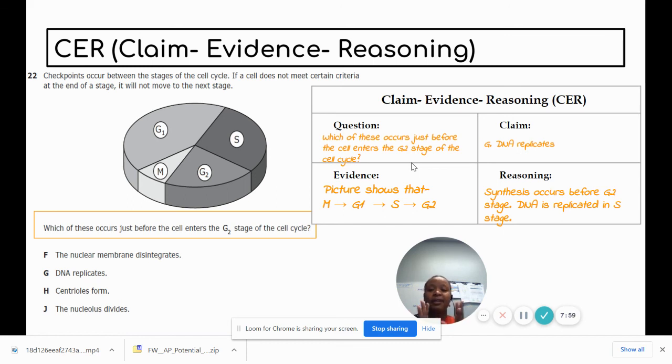So hopefully this strategy helps you. You do not have to put it in a graphic organizer format. I just think it's the easiest for students to remember it that way. And it's easy for me to grade. I can grade boxes easily, quickly. Okay, hopefully it helps.